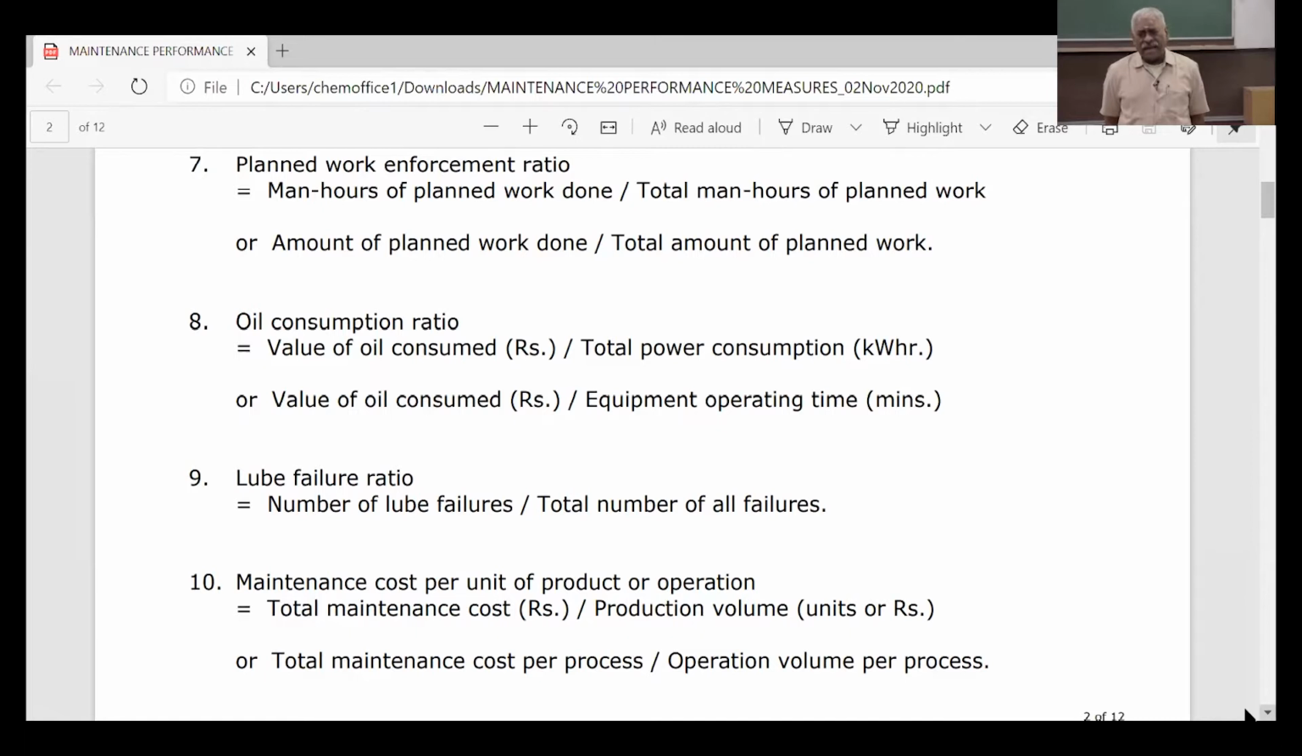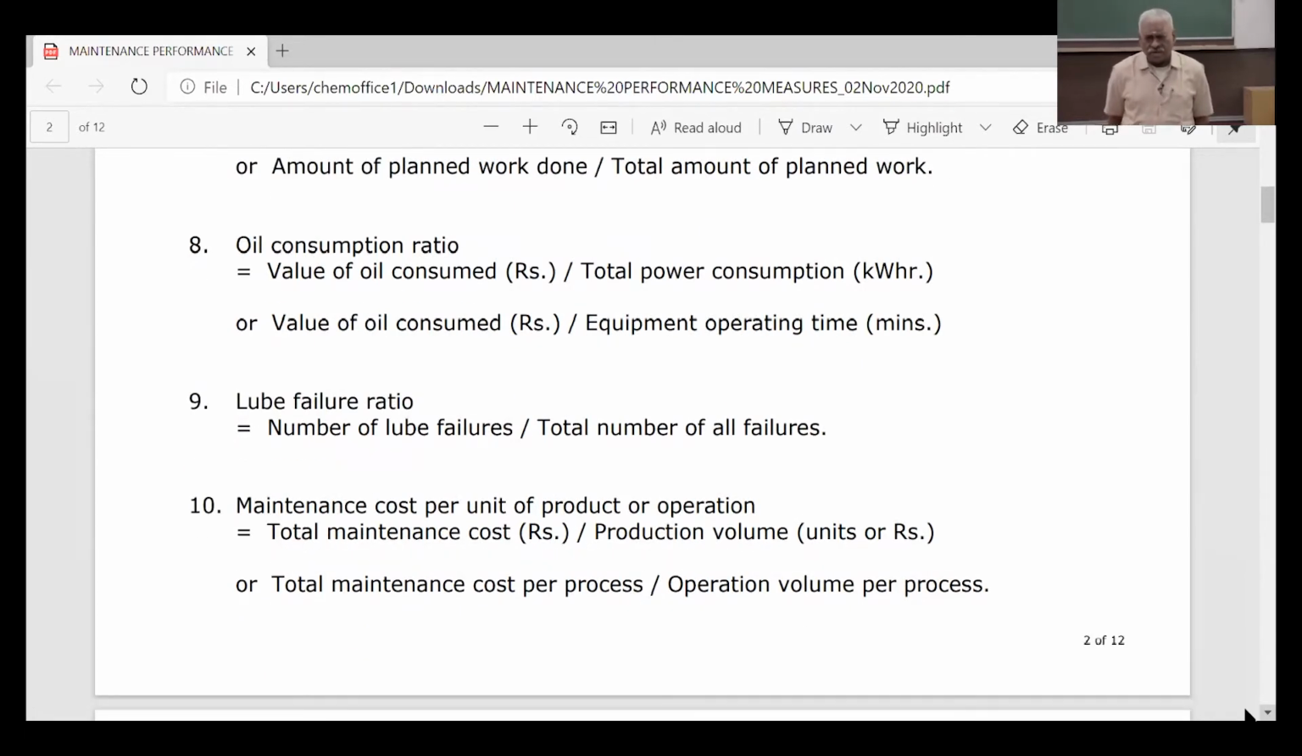Then the ninth measure, lubricant failure ratio. This is the number of lube failures you notice in a period, say a month, divided by the total number of all failures. You'll have various types of failures. You log them all in your documentation and find out what proportion is constituted by lube failures. That's called the lube failure ratio. That also indicates the maintenance status.